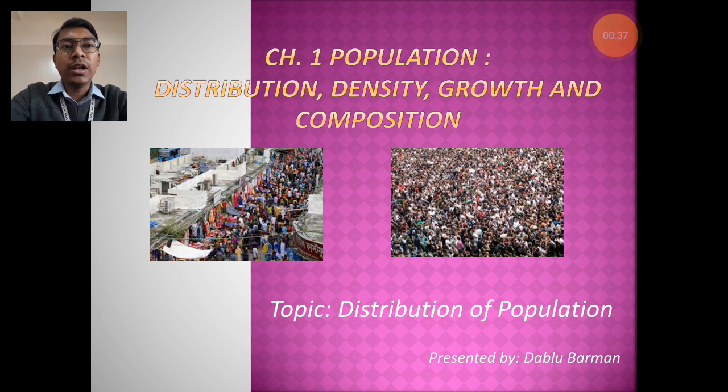So I think you all have some information about the population distribution of our country, isn't it? Like you know what is the rank of India in terms of population distribution and all, the states which are having the highest population and the lowest population. Maybe you all have some basic knowledge about it. So we will be discussing on those in details.